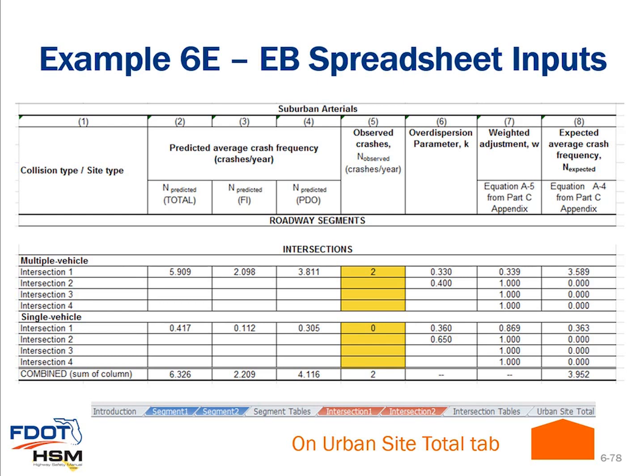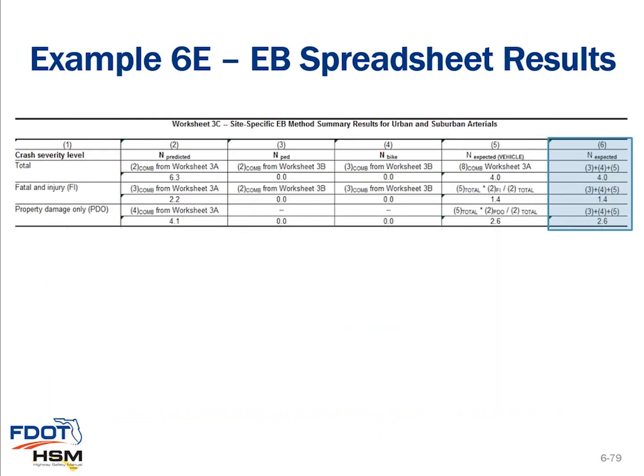And you'll see the results coming up, shown over in blue, highlighted here, and you get an adjusted crash frequency. You had previously predicted 6.3 under column 2. It is now, if you look in column 5, 4.0, and that's your expected value after having entered in observed crashes.